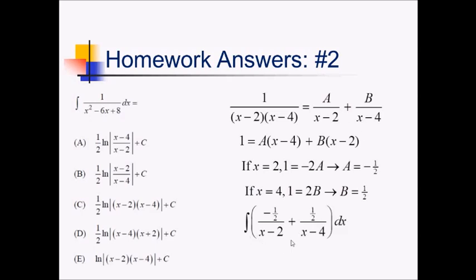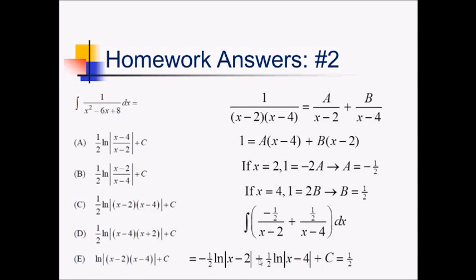Going left to right and taking my antiderivatives, this is going to be negative 1/2 ln absolute value of x minus 2 plus 1/2 ln of absolute value of x minus 4 plus c. That doesn't give me anything that I have here. So we can simplify this a bit by taking a 1/2 out of both of these ln's. So then we essentially have ln of x minus 4 minus ln of x minus 2.